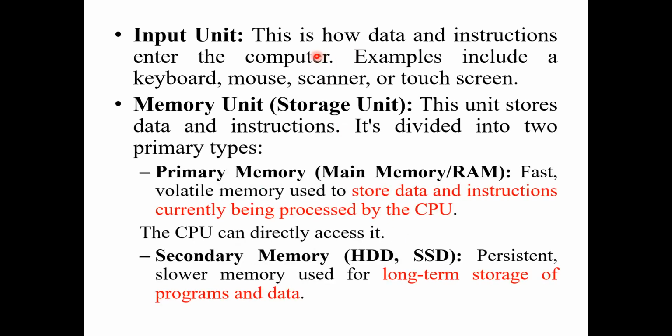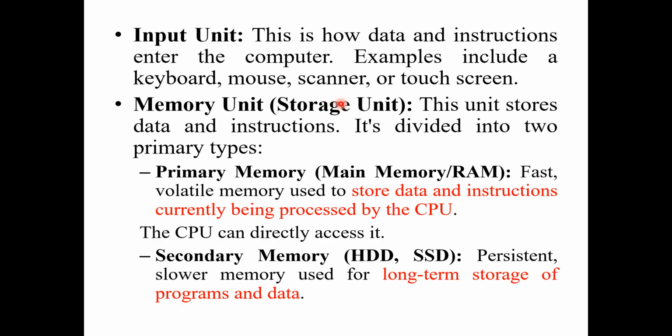Now the input unit. This is how data and instructions enter the computer. Examples include a keyboard, mouse, scanner, or touch screen. These are some examples of how we give data to perform a specific task on our computer. And then the storage unit. When we give the input, some instruction, the instruction should be stored in a memory unit.